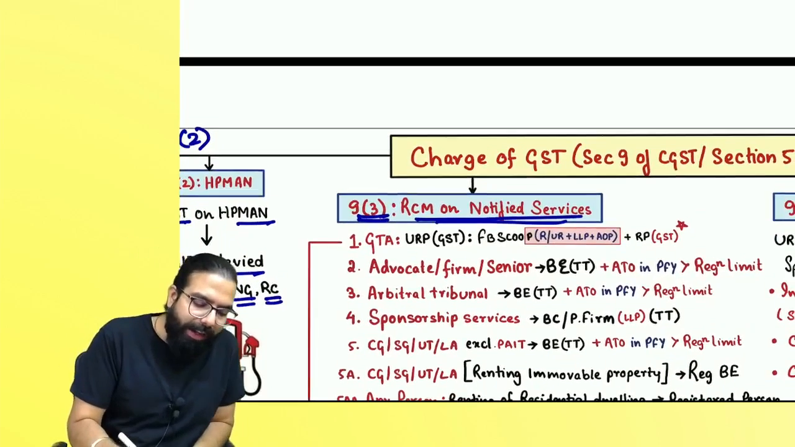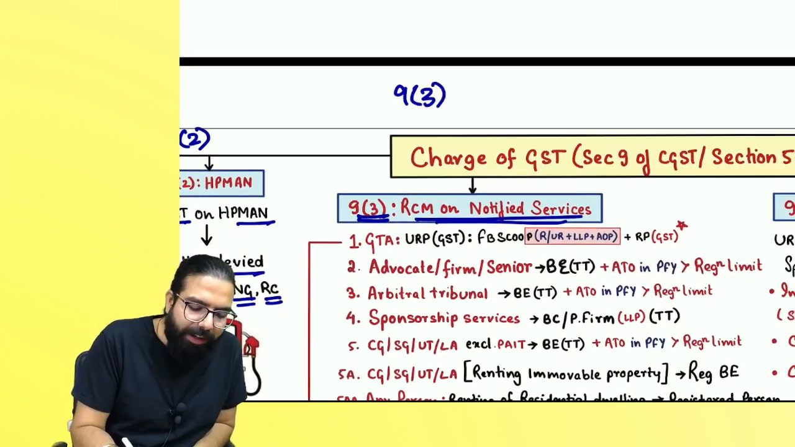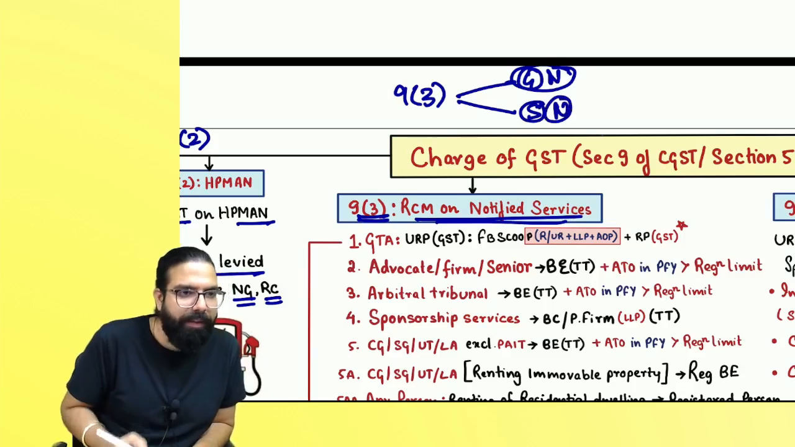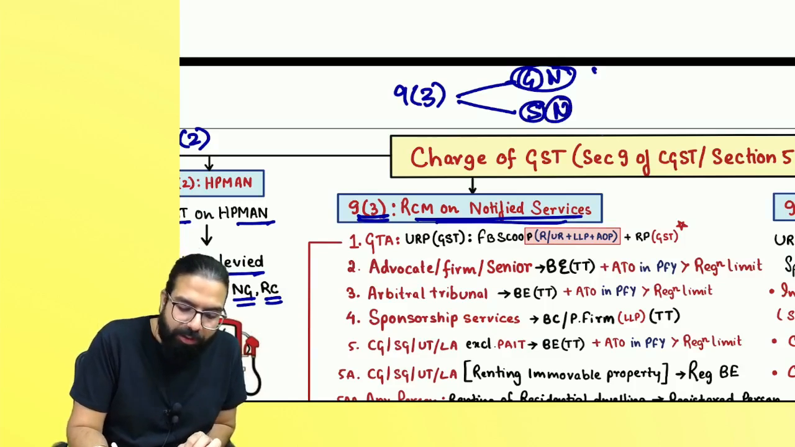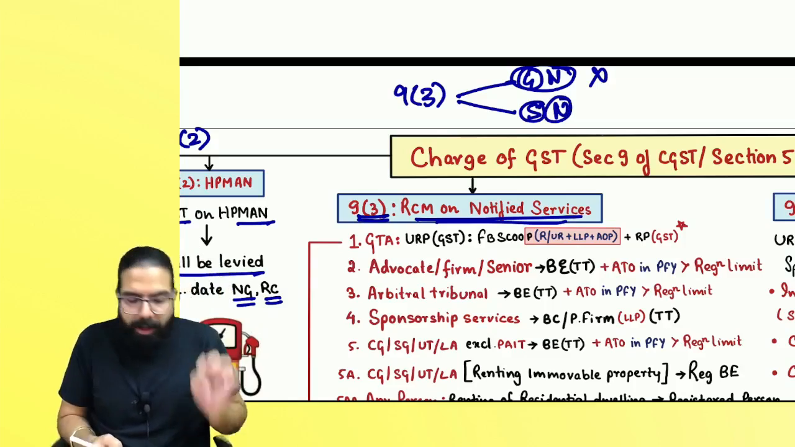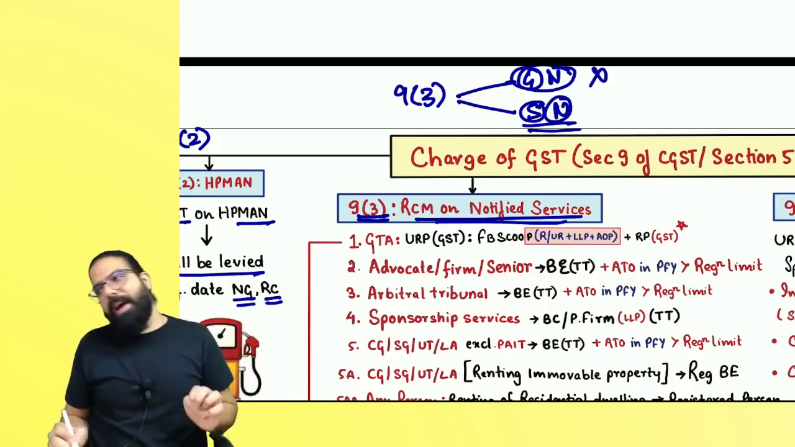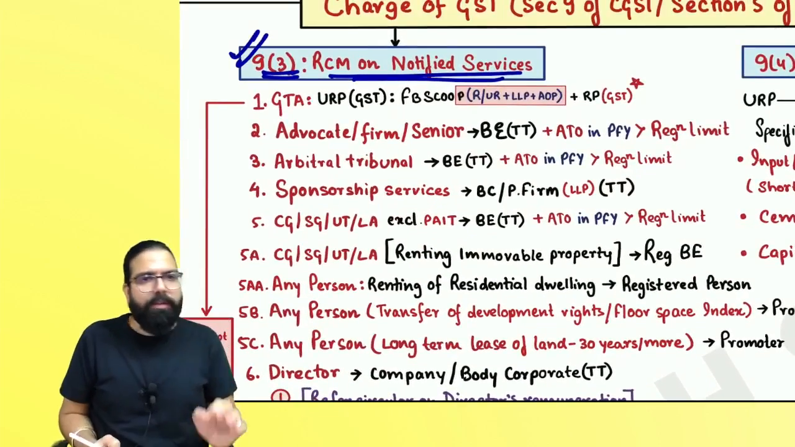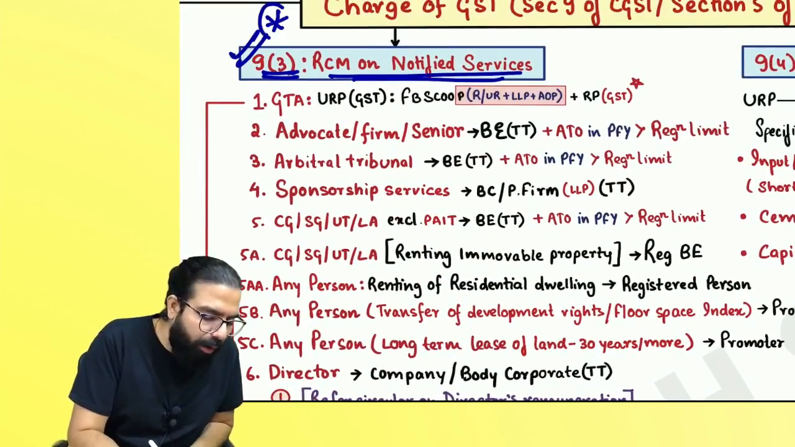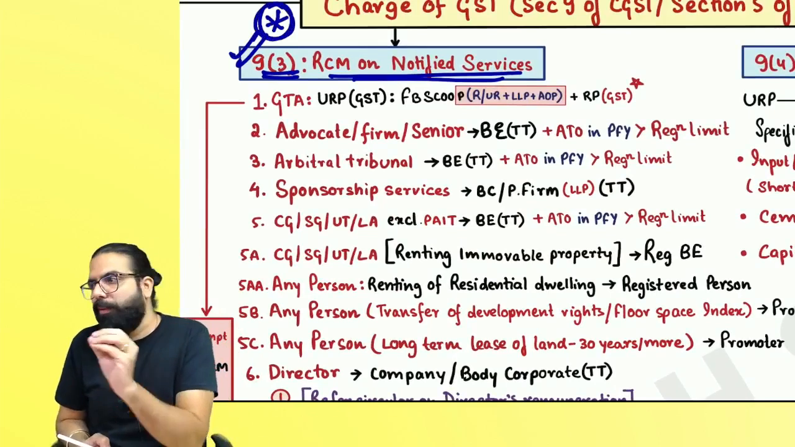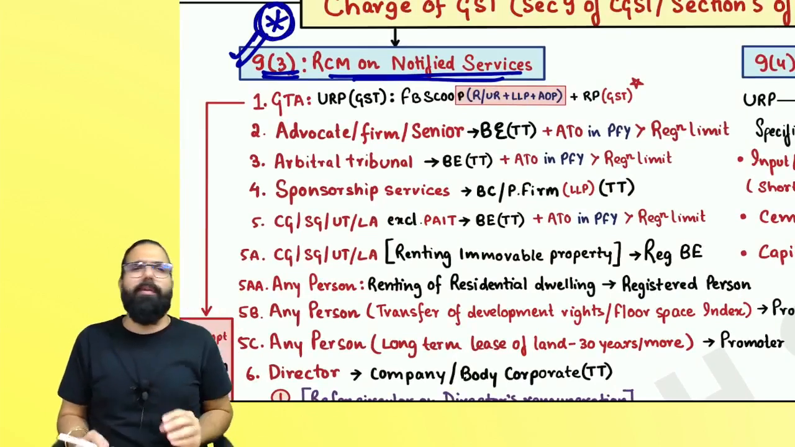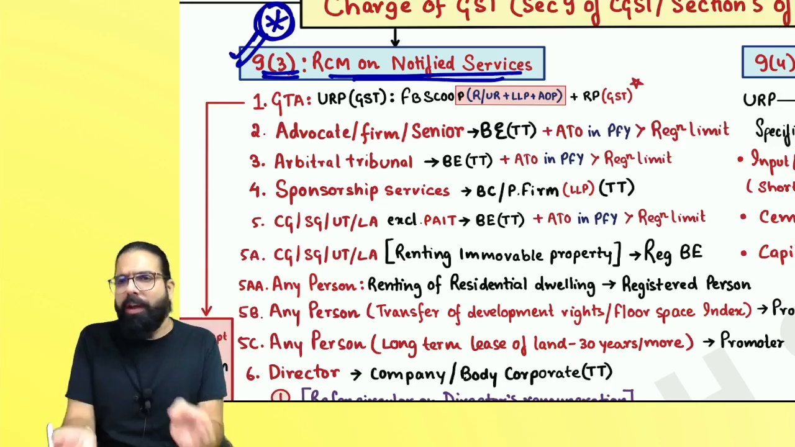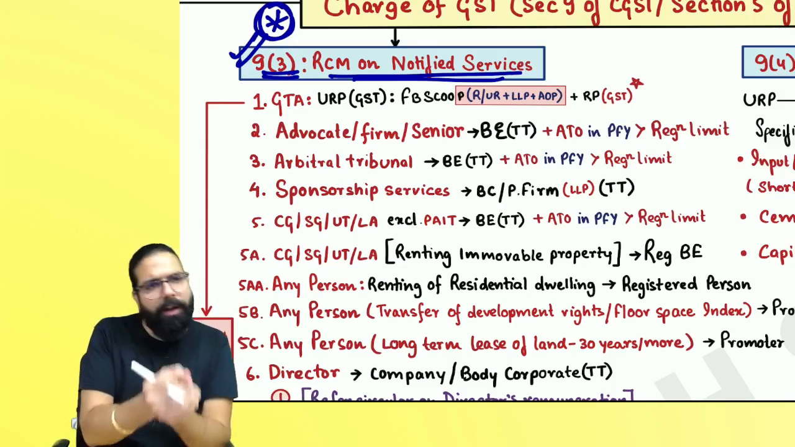So, sir, under 9.3 we may have some notified goods on which RCM is there, and services also which are notified on which RCM is there. But goods ka RCM is not applicable for your CA final syllabus, but services ka RCM is applicable for your exam. Let's now read the RCM with respect to services. Very, very important from exam point of view, because it will be a part of a big question or it can come as an individual question also.